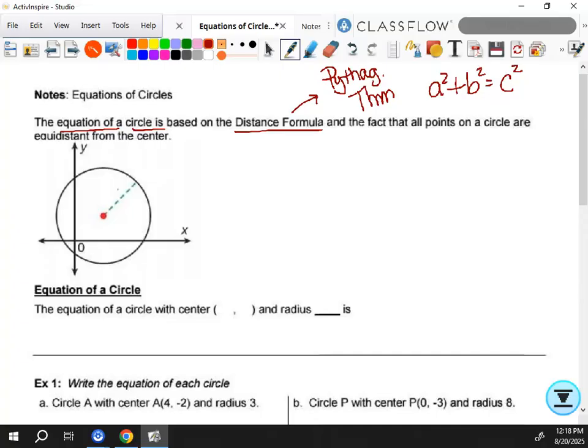Now, when I look at this picture over here, I've got the center of the circle. I've got some point on the circle. And what do we call the distance from the center to any point? The radius. Very good. So there's my radius. The center point is always referred to as (h, k).